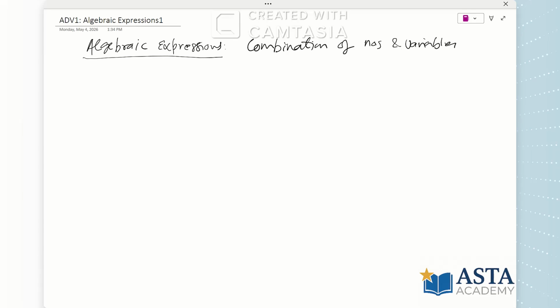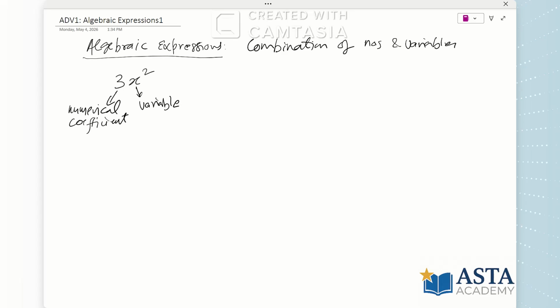For example, if we look at 3x square, this is an algebraic expression. Why? Because it has the number 3 and it has the variable x, which happens to be in quadratic nature, which is power 2. So this is an algebraic expression which has three distinct components. The first one is called the numerical coefficient, which is a number. Okay, x is the variable here.